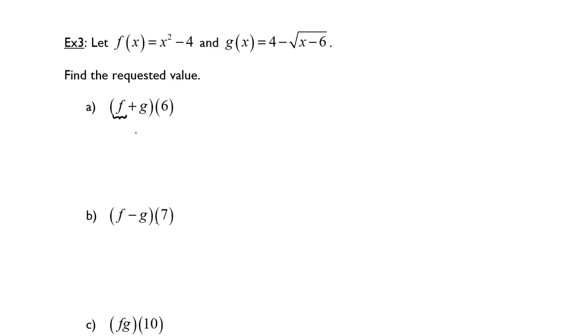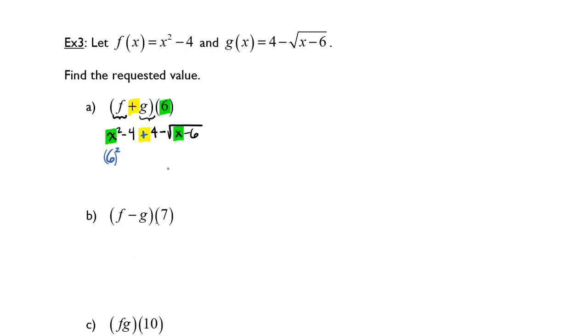Well, first of all, I know that f is x squared minus 4, and g is the function or rule 4 minus the square root of x minus 6. Since we're adding them, I'm going to put a plus sign in between. And now I just need to substitute the value x with 6. So wherever there is an x in our addition of the two functions, we're now going to substitute a 6.